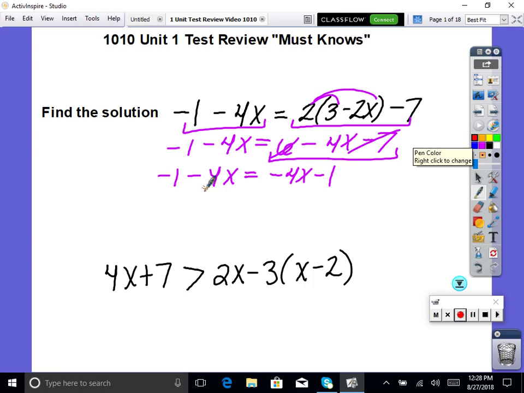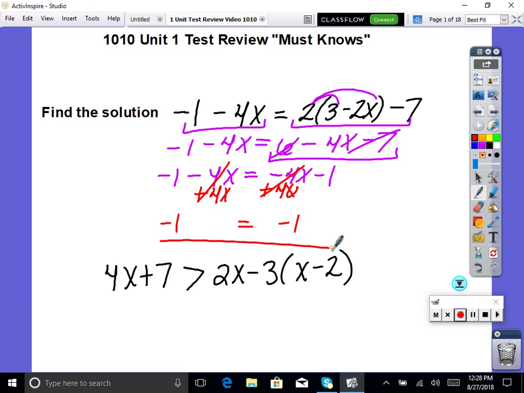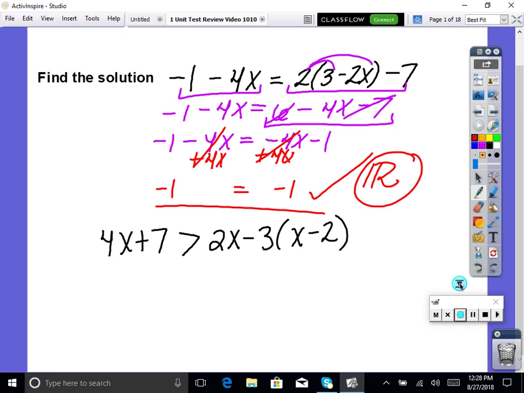Just being careful with your negatives. Add 4x, add 4x. So then that's gone, and that one cancels out as well. On this side I have -1 is equal to -1. Well, remember, if your x's cancel out, either you're going to have no solution or your answer is going to be all real numbers. In this one, since it's a true statement, -1 equals -1, the answer is all real numbers. Any number we plug in will work.